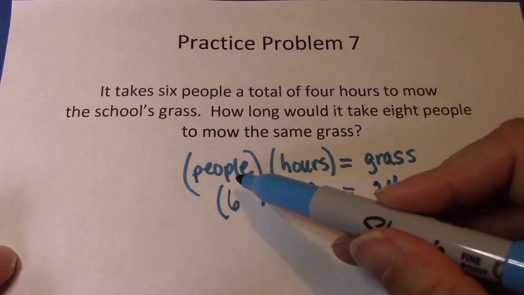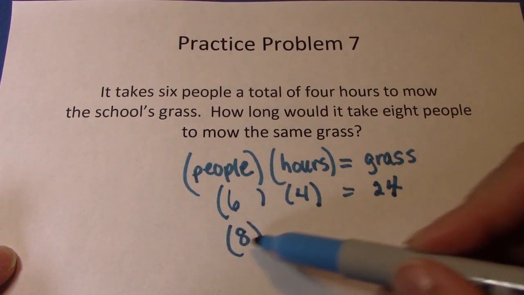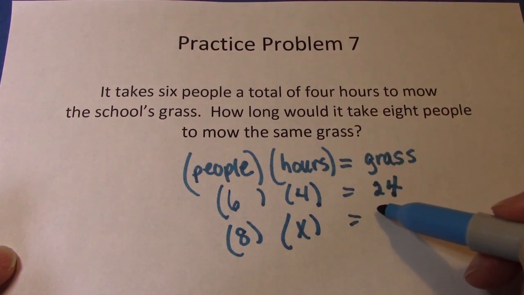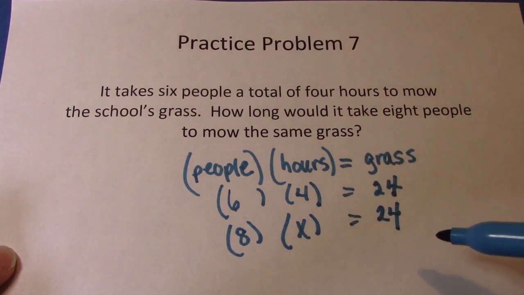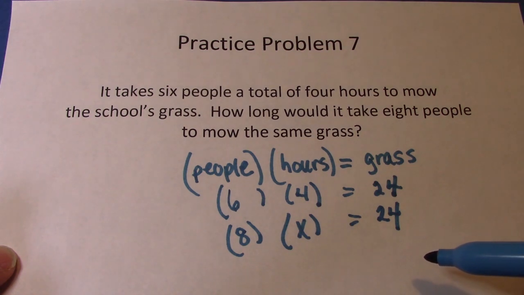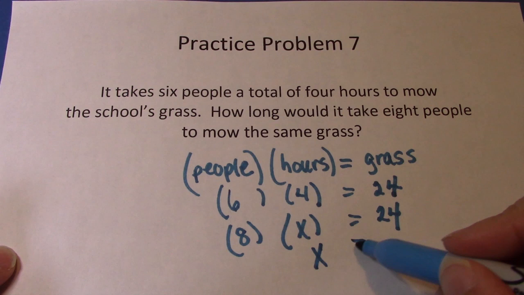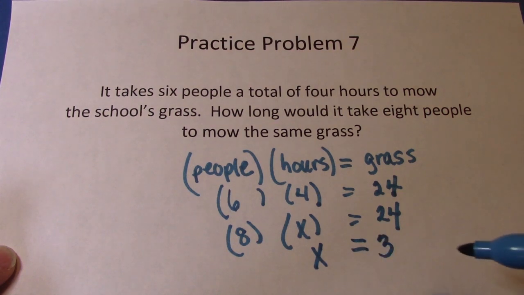So if we change the number of people to 8, how many hours would that take to do the same job, which is still a 24-hour total job? Well, now we divide each side by 8, and we get x by itself on that side, and 3 over here. So 3 hours for 8 people to mow the lawn.